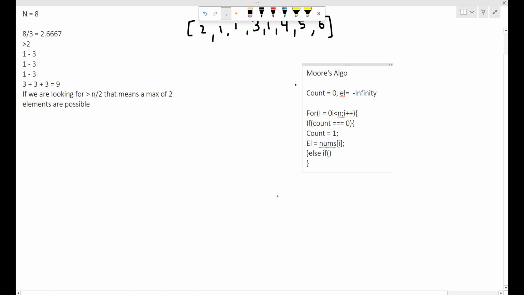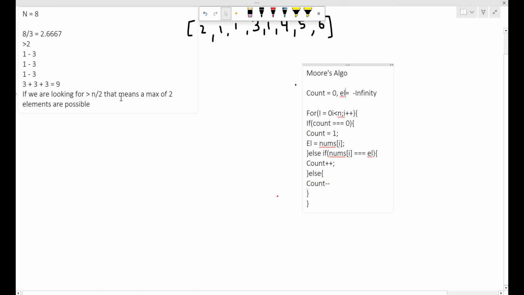Otherwise, if this nums of i equals EL, that means I got the same element again, and if I got the same element again, I will increase my count. Otherwise, in all the other cases, that means I am getting a different element, I will decrease my count. Okay. So this was my Moore's voting algorithm for n by 2, right? And at that time we knew that only one element will exist, so we had taken only one.